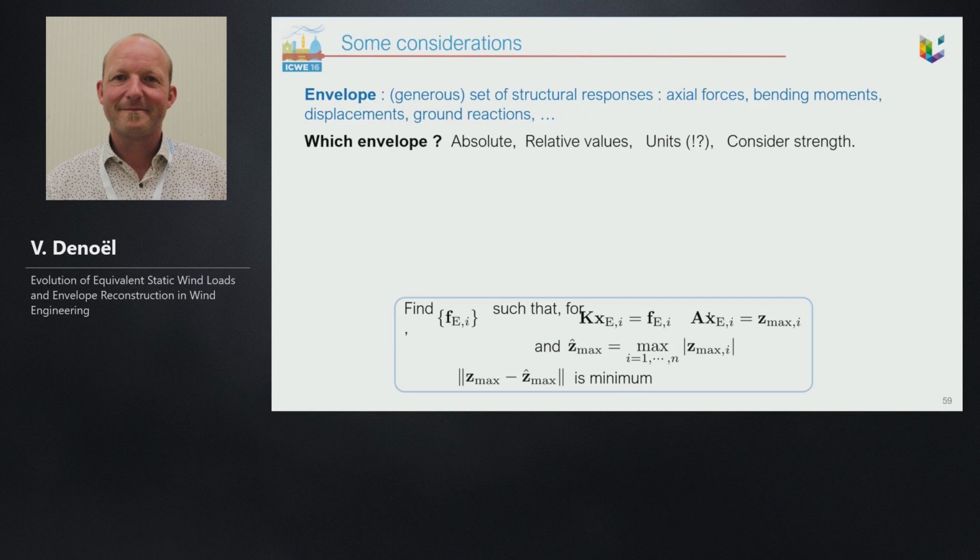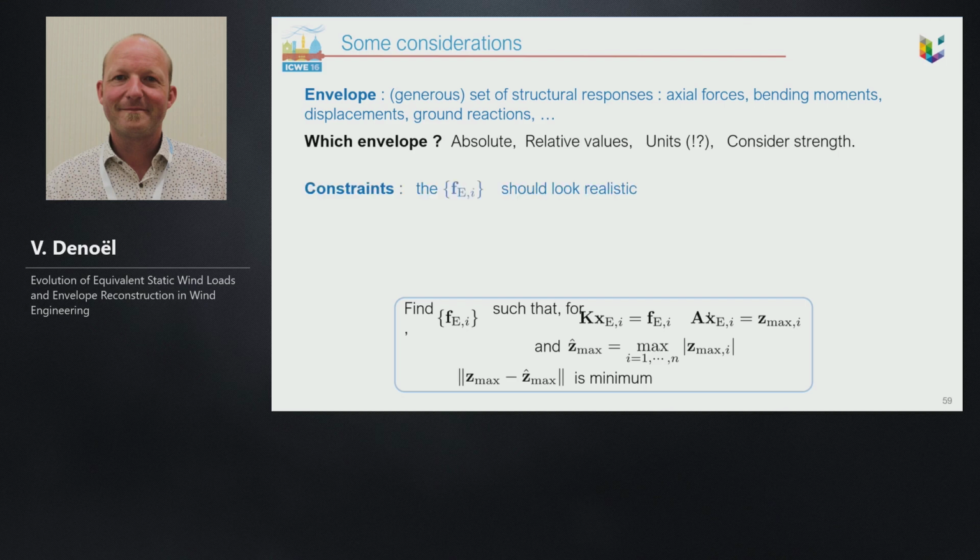All right, so this metric, the envelope or the reconstruction of the envelope, could be discussed with respect to absolute values or relative values. Pay attention that there might be unit issues if you want to combine in the envelope displacement, bending moments, and so forth. Of course, you need metrics to scale them. We can also consider the strength, as has already been discussed.